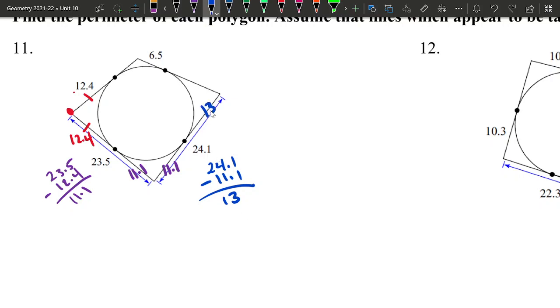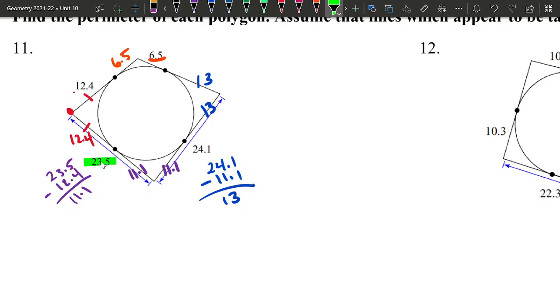If that part of the corner is 13, then the other part of the corner is also 13. And all I'm missing is one other piece. So 6.5, so then this part is also 6.5. Now I have numbers for all the way around. So all I need to do is add them up. I like to make it to where I'm adding together 4 numbers, so I know I'm not repeating any numbers.